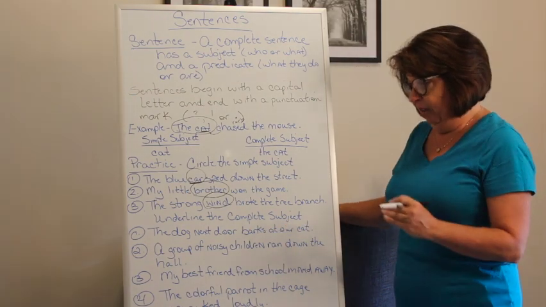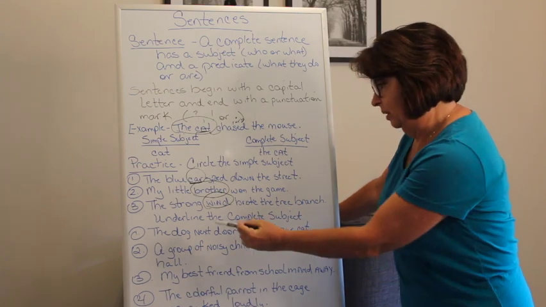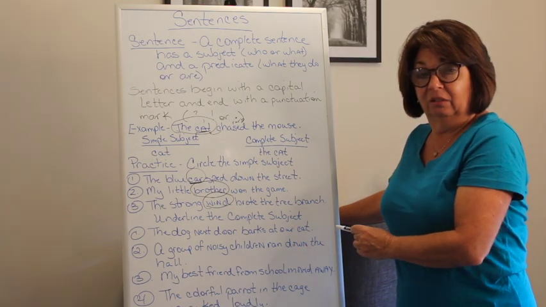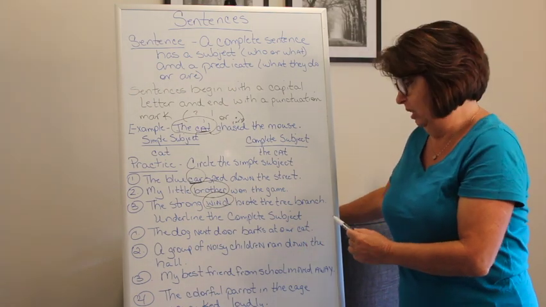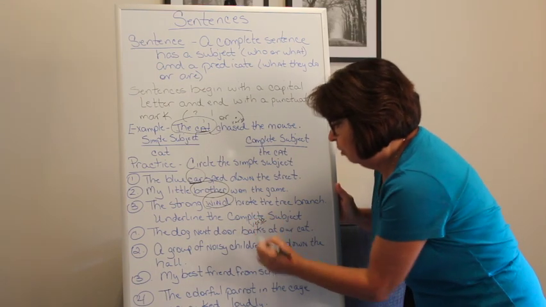So let's find the verb first. What is the action word? What can you do in this sentence? Take a look at it. The dog next door barks at our cat. Do you see the verb? Do you see the action? If you said the verb was barks, that would be correct.